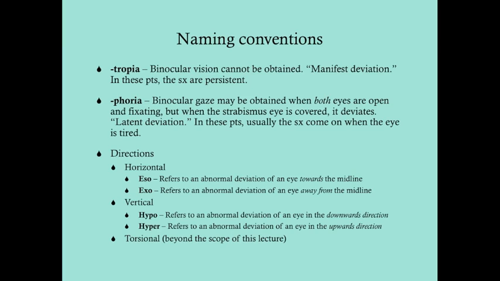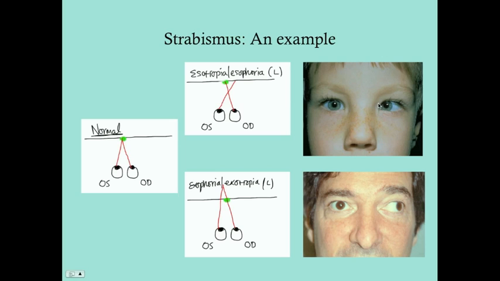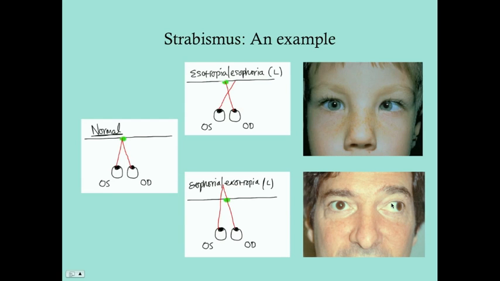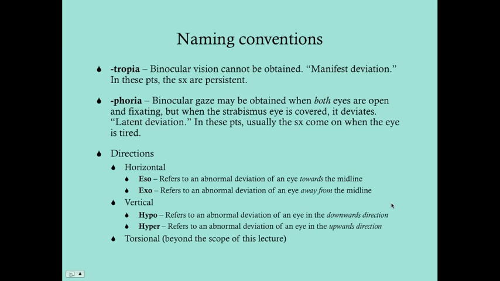We're also concerned about direction. Horizontal and vertical are what we'll talk about here. There's also torsional direction, which is rotation of the eye. That's beyond the scope of this lecture. So eso refers to an abnormal deviation of the eye towards the midline. So this child has an esophoria, or an esotropia if it's constantly in this position. Exo refers to an abnormal deviation of the eye away from the midline. And so that's this man here. And in vertical, you can have hypo if it's deviated too far down, or hyper if it's deviated too far up.